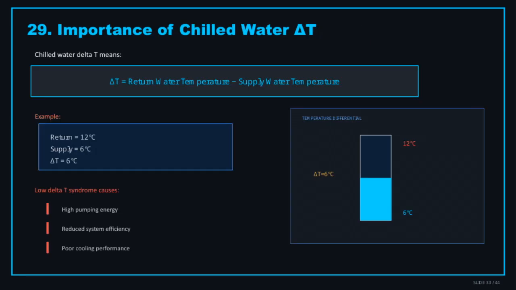Let's talk about chilled water delta T, the temperature difference between return water and supply water. In this example, the supply is 6 degrees Celsius, and the return is 12 degrees, giving us a delta T of 6 degrees. A low delta T like this signals poor cooling performance. It means the system isn't running efficiently, and the pumps are working harder than they should. Understanding this helps us spot problems and improve overall system efficiency.